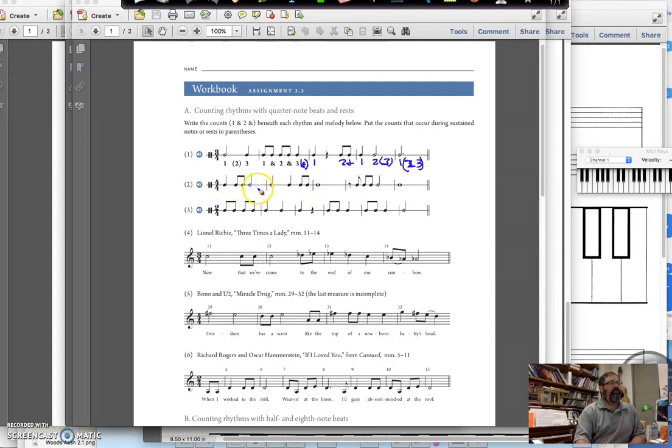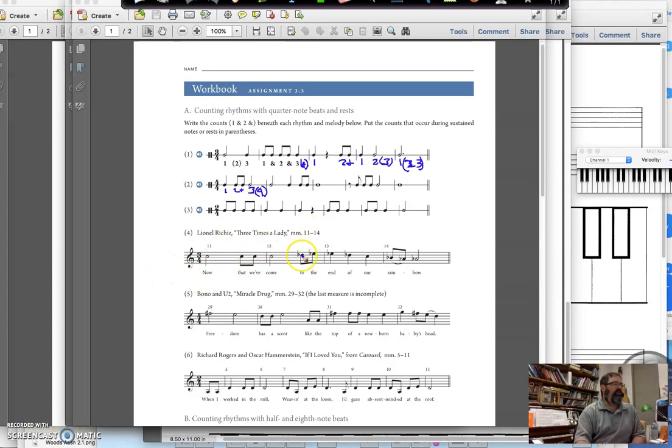1, 2, and 3 is the way I'd perform it. 1, 2, and 3. And so I'm not attacking again. I'm not hitting the front of a new note. Right? So I'm holding through 4 like that. With Lionel Richie, Three Times a Lady.